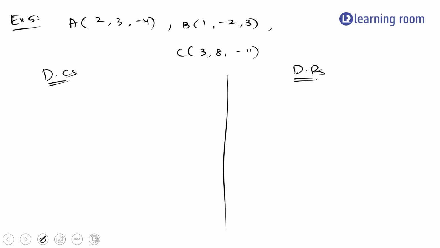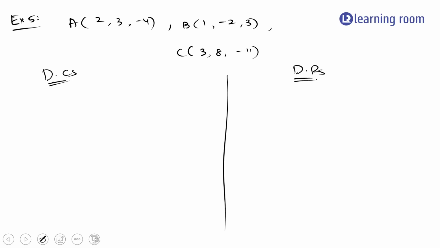Is it over? We have defined the direction cosines and ratios. If you observe, direction cosines are exactly the same number, whereas direction ratios are proportional. Direction cosines will exactly be the same number, whereas direction ratios will be in proportion.